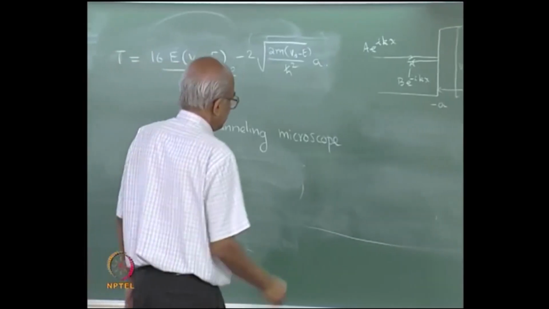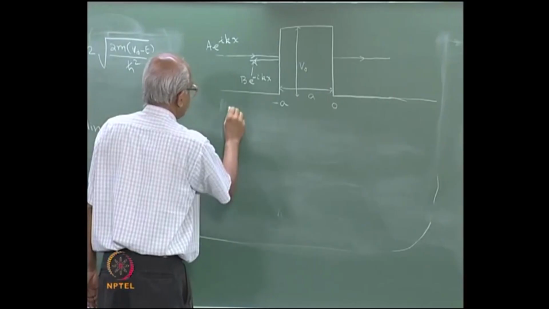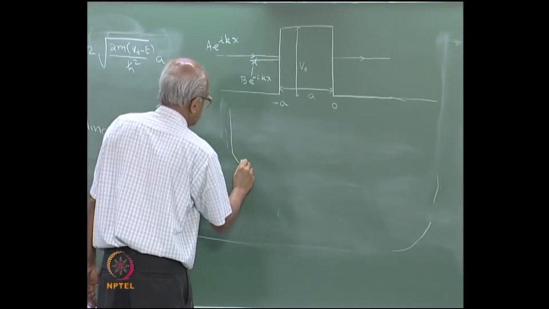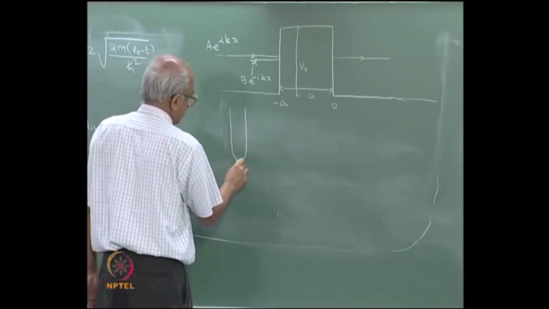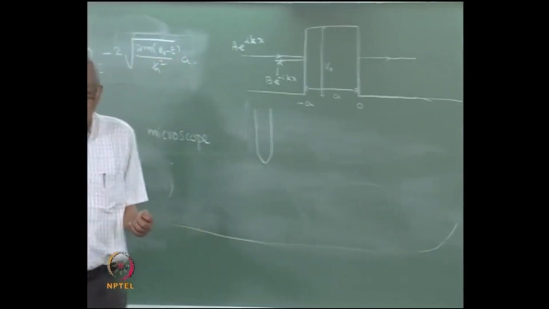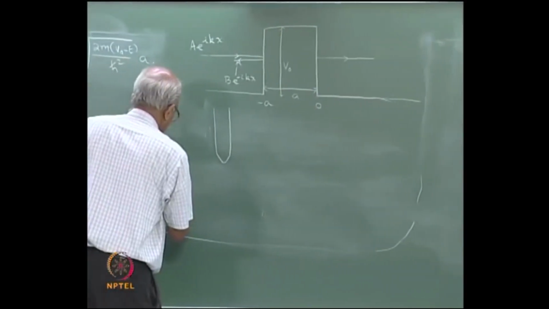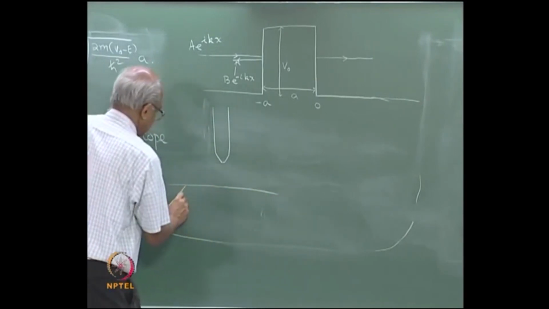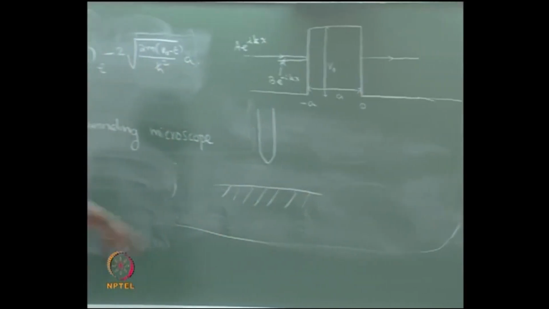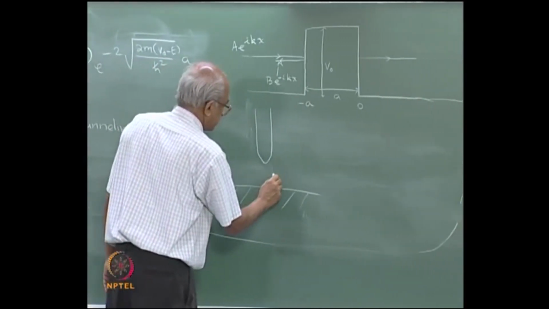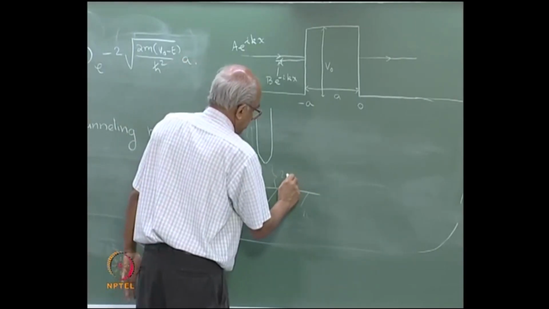What is done is you have a very sharp metallic tip, something like that, and it is believed that the tip is actually perhaps only one atom at the end, and it is a metal, and what you do is you bring it near the vicinity of another metal, maybe within about 2 angstroms or 3 angstroms or 6 angstroms, I mean a few angstroms.